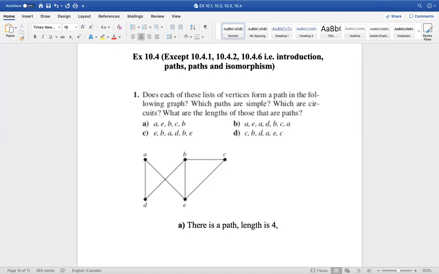So is this a simple path? It's not a simple path because it's going backward and forward. We went from B to C and then came from C back to B. So not simple. And is it a circuit? It is not a circuit.